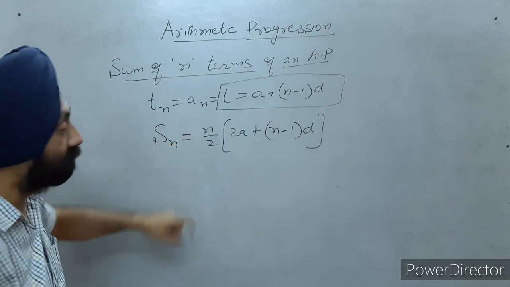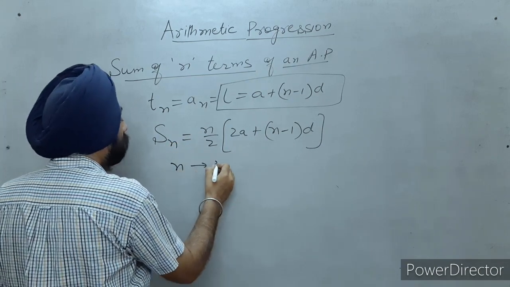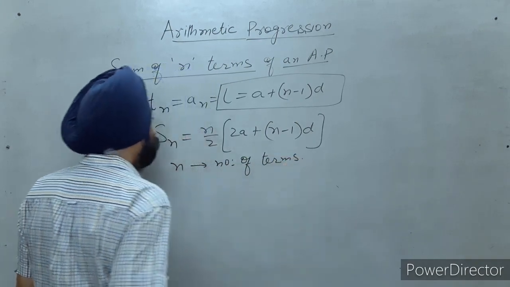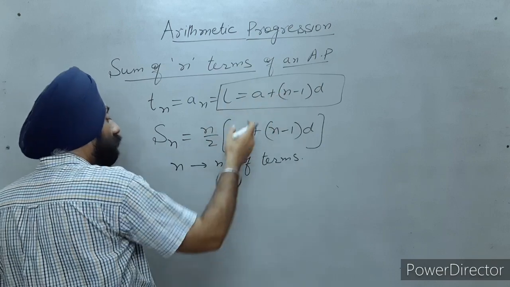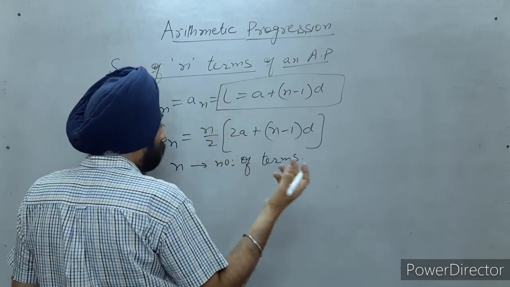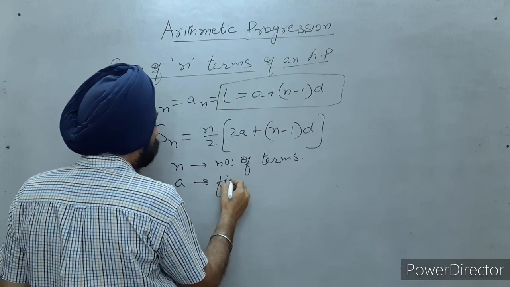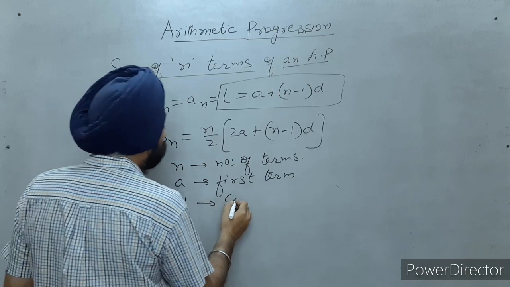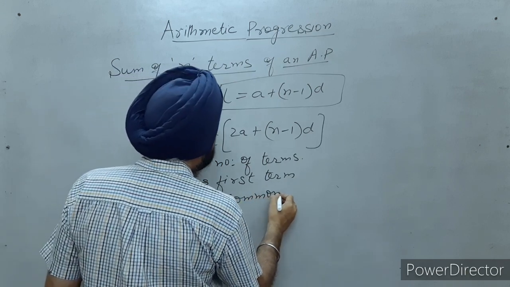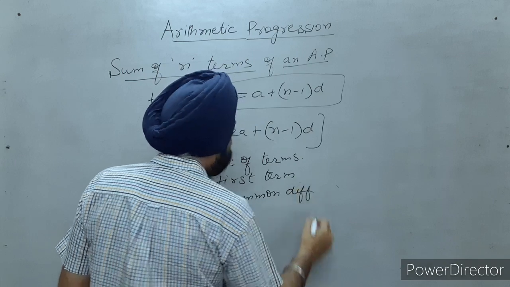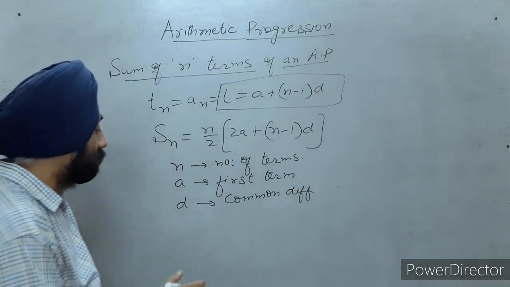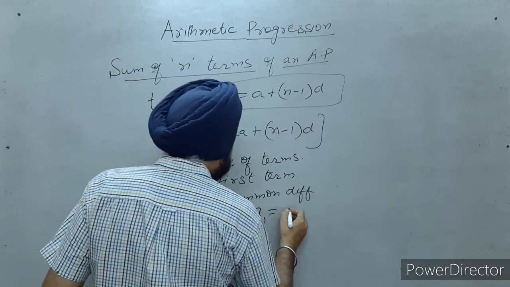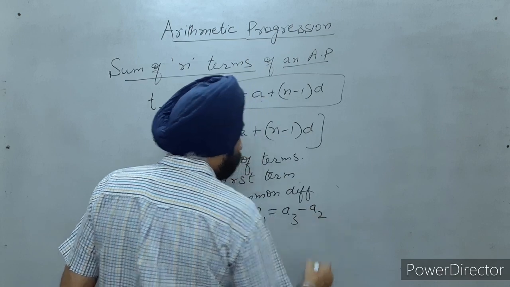N is the number of terms. Terminology does not change. Here also n is the number of terms. L is the last term. A is the first term. It remains the same. D was what? Common difference. Here students make a lot of mistakes in finding the common difference. Common difference is always the second term minus the first term equals to third term minus the second term.